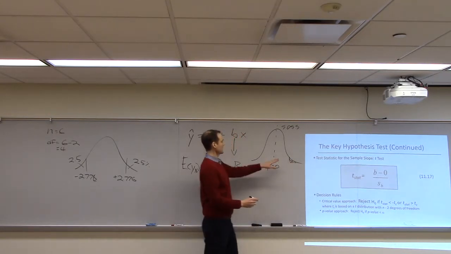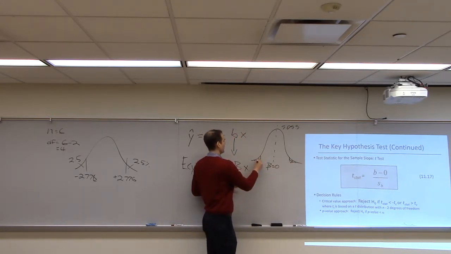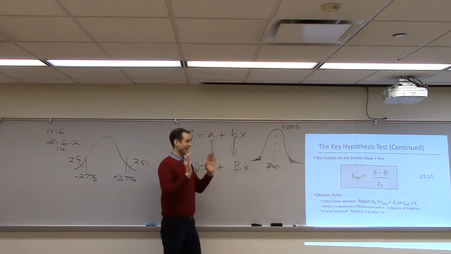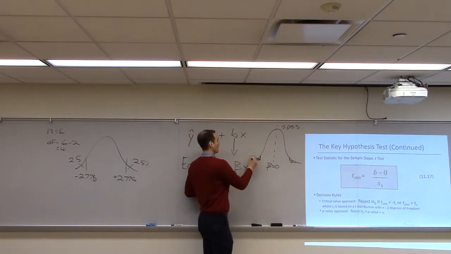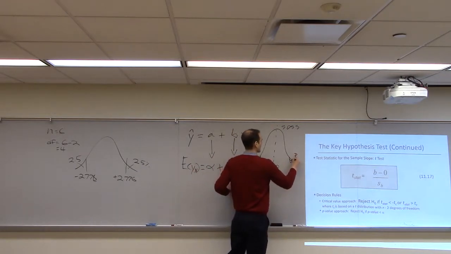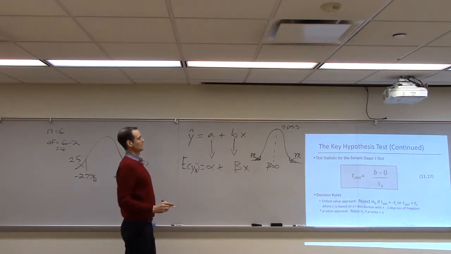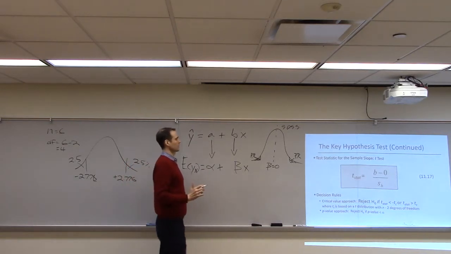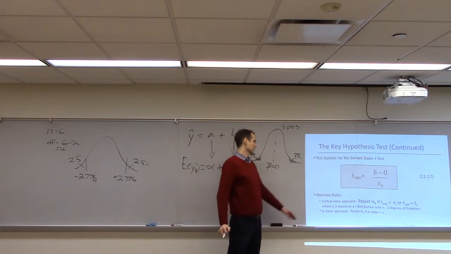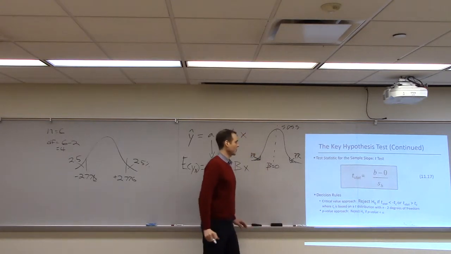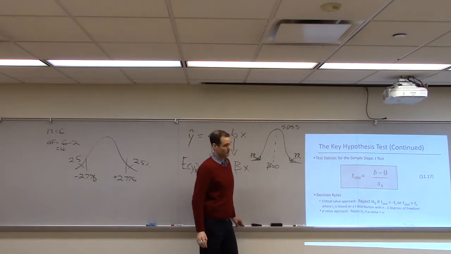If the test statistic ends up in the upper tail or the lower tail, we're going to say that is overwhelming evidence to the contrary. That falls in our rejection region. What are the critical values? Well, based on a t distribution with n minus 2 degrees of freedom.